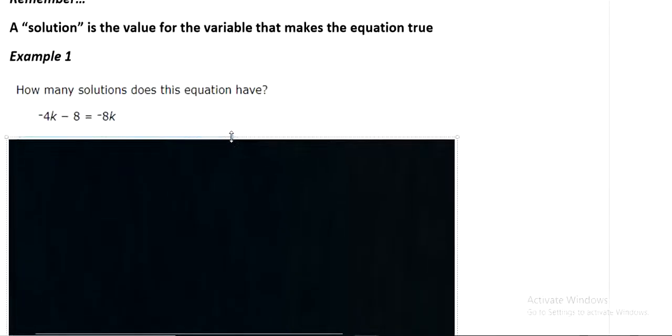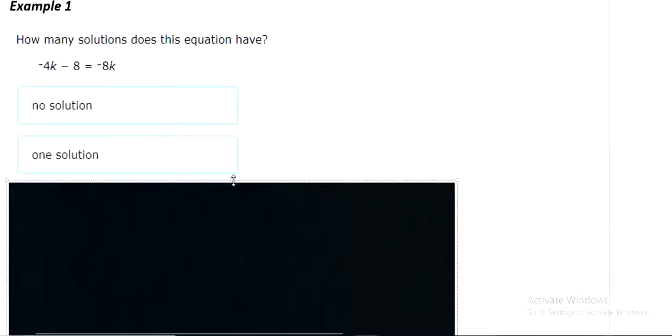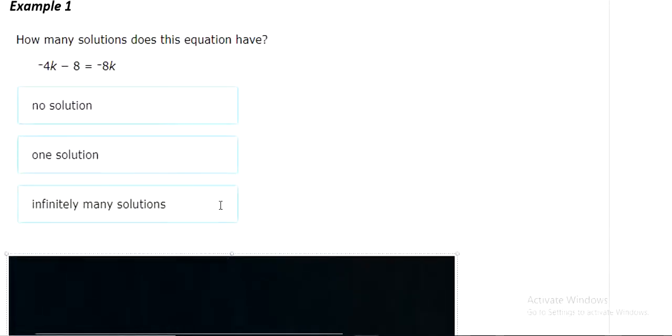before actually laying out the rules for all this. So example 1 says, how many solutions does this equation have? And they give us negative 4k minus 8 equals negative 8k. The way that we're going to start figuring these out is we are going to solve for k. So we've been doing this for a little bit now.